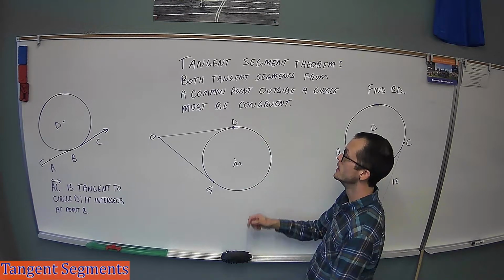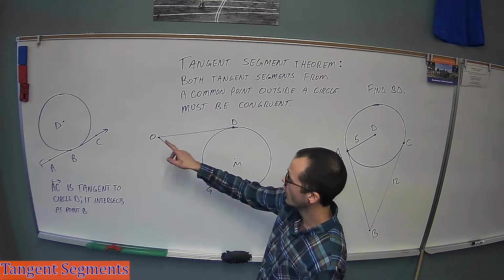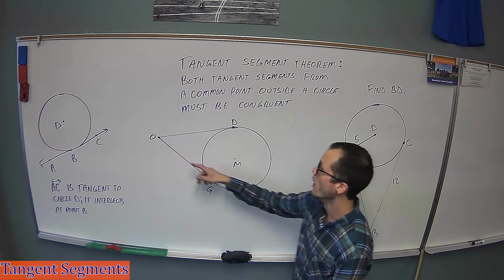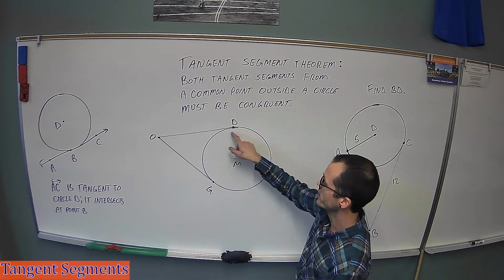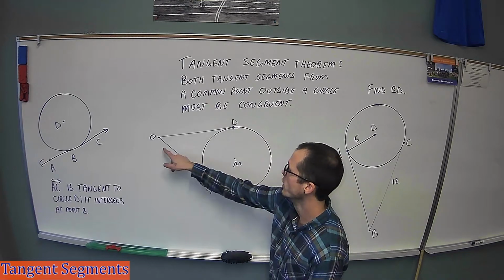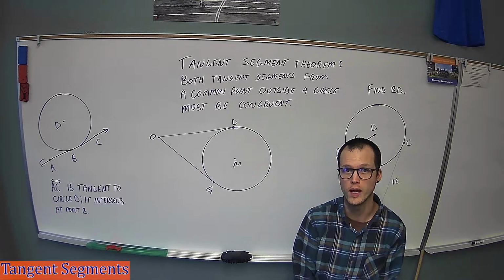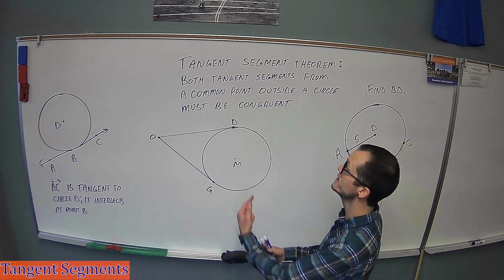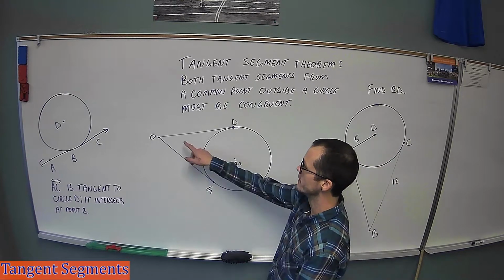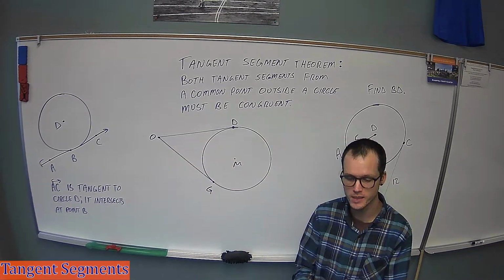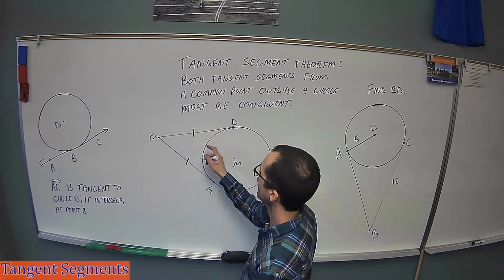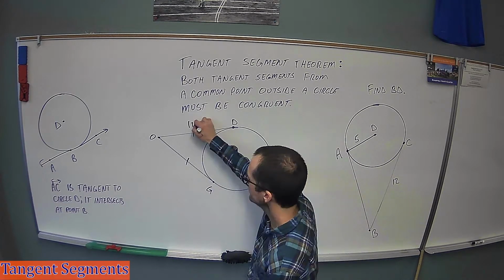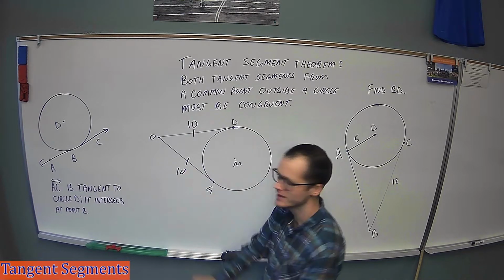What does that mean? So we have a circle. We have some common point out here named O, and O is tangent to circle M right here. OD is tangent to circle M, and OG is also tangent to circle M. That's given information. So this theorem is just saying OD and OG must have the exact same length. They are congruent segments. So if OD was length 10, then OG is also length 10.